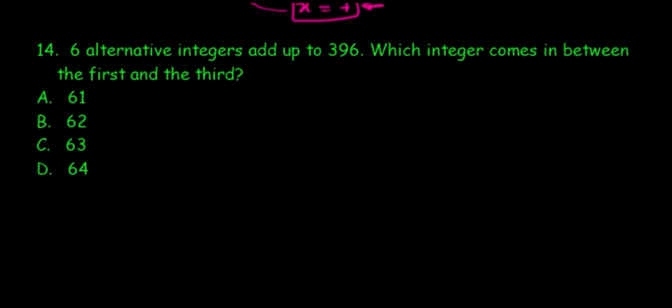6 alternate integers add up to 396. So now they're talking about 6 alternate integers. Shall I take it as x plus 1? Then I'm dropping x plus 2. I take x plus 3. I drop x plus 4. I need to keep a count of them. I take x plus 5.